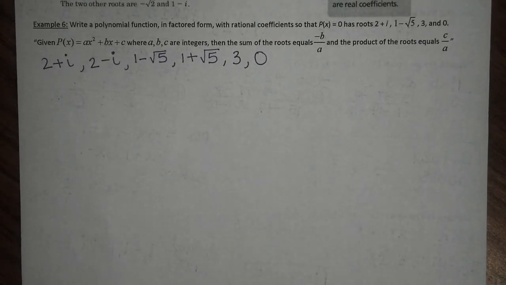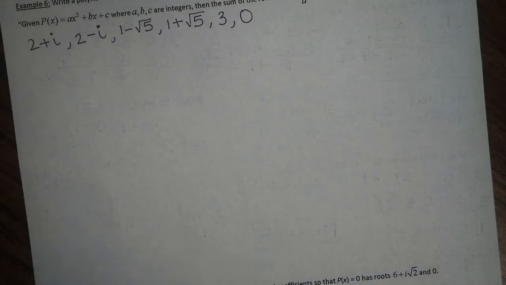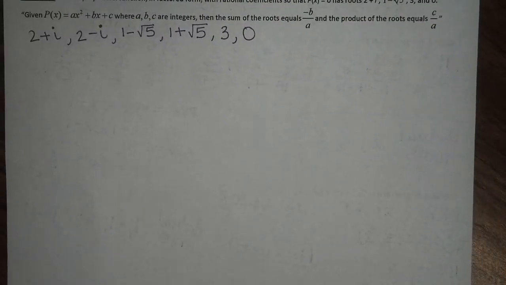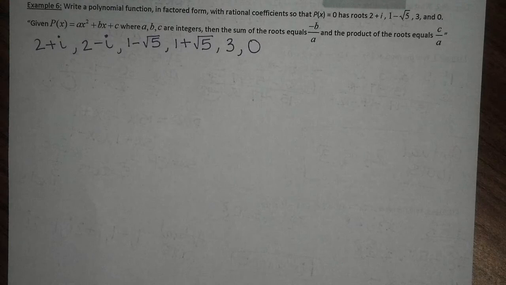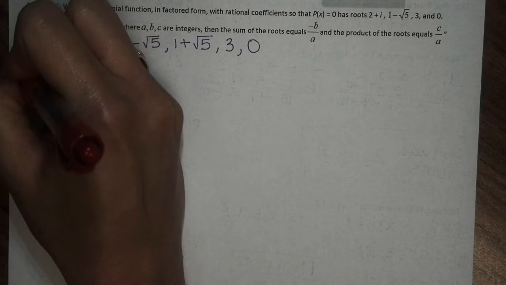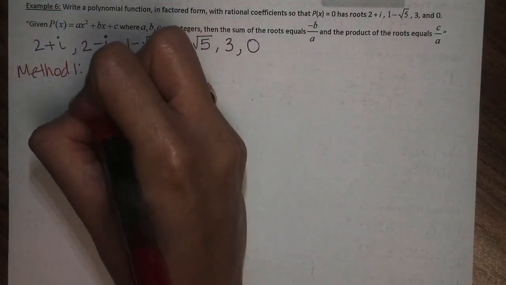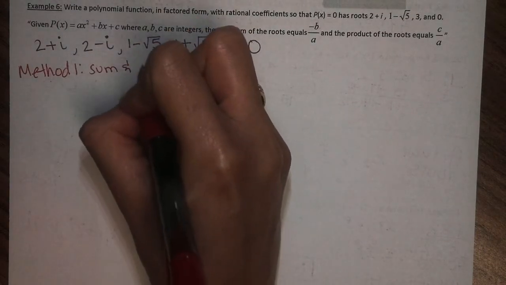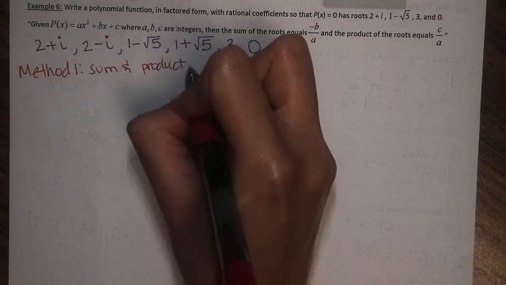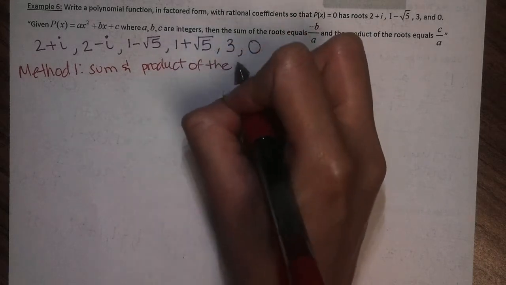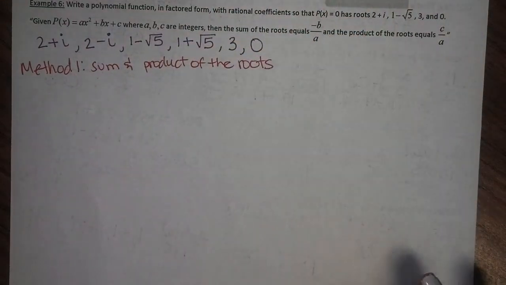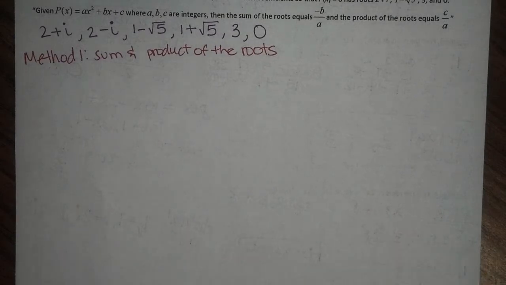There are 2 ways. Let's start with method 1. One way to do it, which is not my favorite, but I have to show you anyway, is called using the sum and product of the roots. So let's call this method 1. You can use what's called the sum and product of the roots. I'll show you my favorite method afterward.